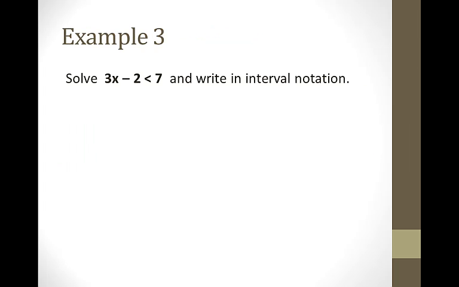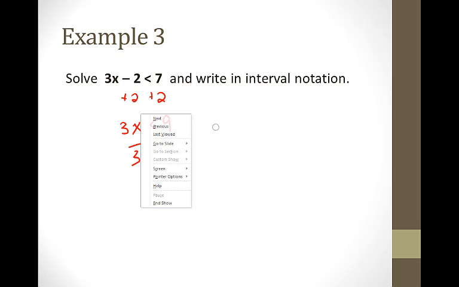So 3x minus 2 is less than 7. We want to solve that and write interval notation. So again, we're going to just solve this just like an equality, add 2 to both sides. 3x is, bring down the inequality symbol, less than 9. One more step, divide by 3. And we're going to get x is less than 3.